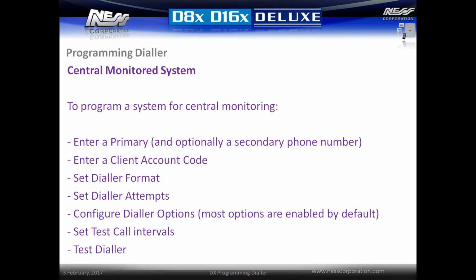To program a system for central monitoring, it is required to enter a primary phone number and an optional secondary phone number, client account code, set the dialer format and dialer attempts, configure all the dialer options, set test call intervals, and then test the dialer. Most dialer options are enabled by default, making setup times quick and easy.